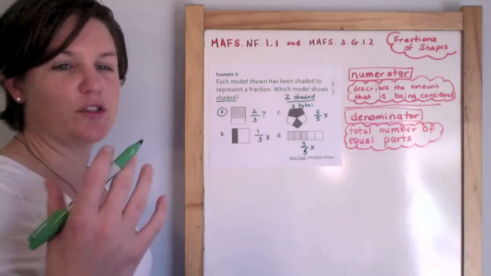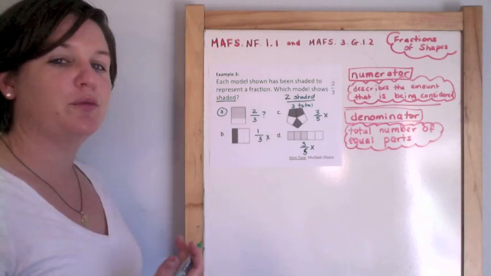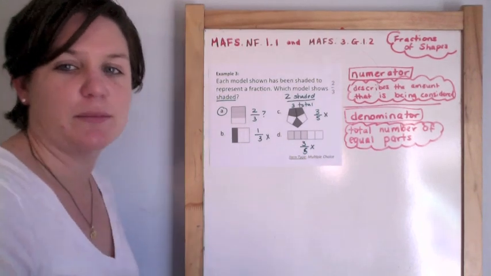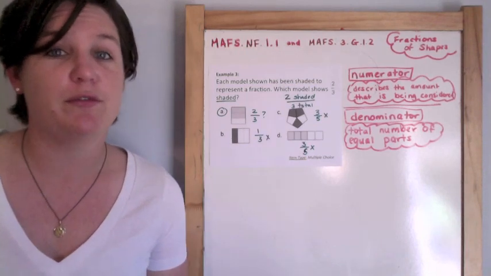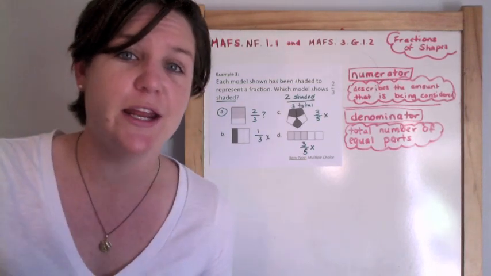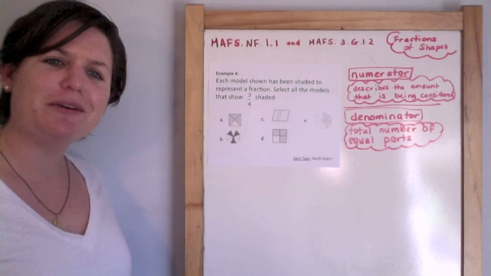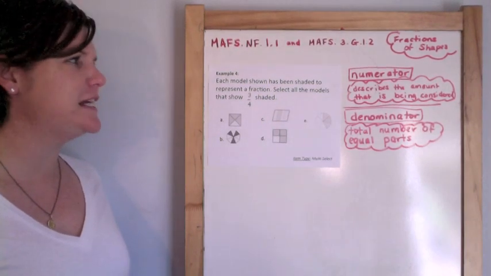It's 3/5. So just be careful. You have to know that the numerator is describing the amount being considered, and the denominator is the total number of equal parts. You know that, you got it, you'll be a fraction master. We're already on example 4, crazy.